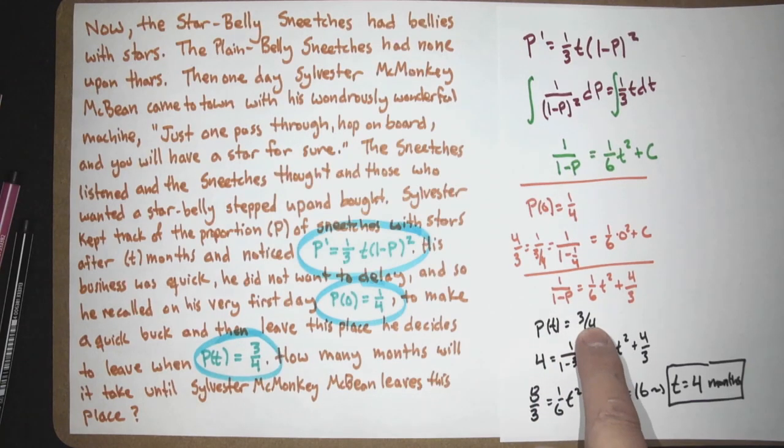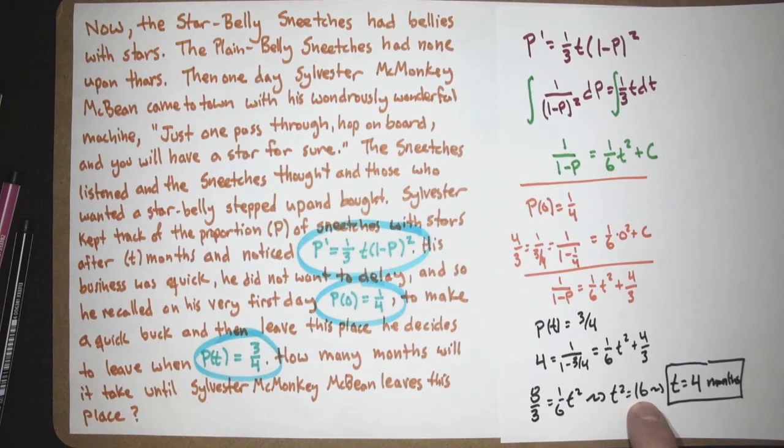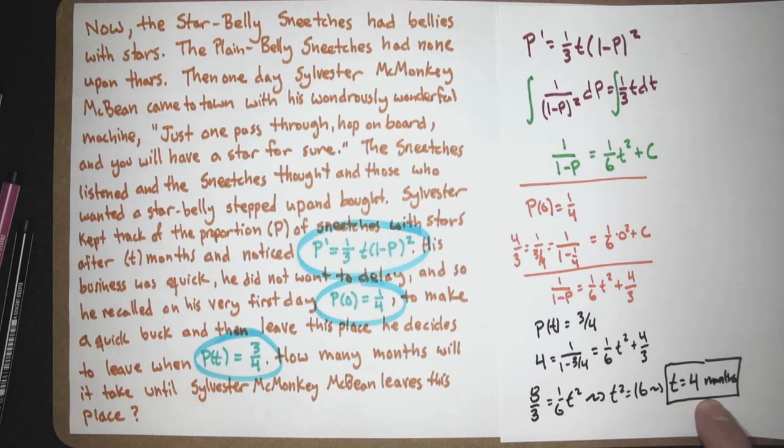So we know p of t, we want that to be 3/4, so we plug in 3/4, and it turns out that t squared should be 16, so 4 months. Sylvester McMonkey McBean will be gone in 4 months.